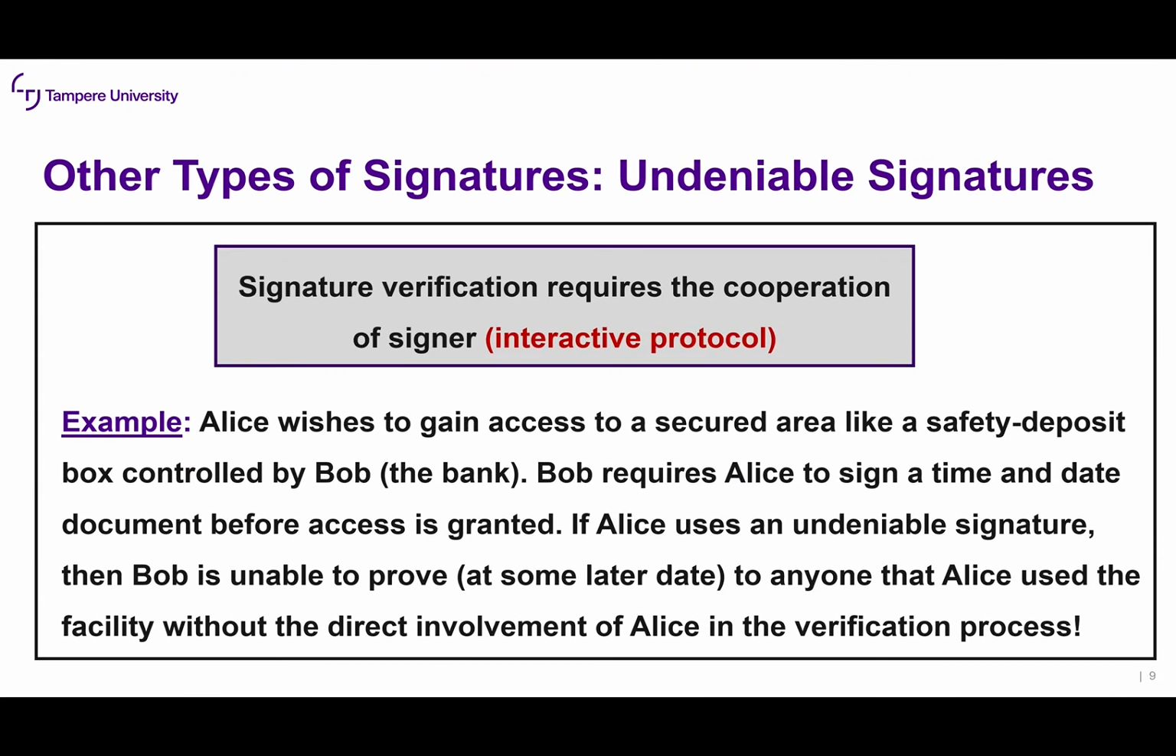Apart from that, we have the undeniable signatures. So signature verification requires the cooperation of the signer, and this is an interactive protocol. So imagine that Alice, for example, wishes to gain access to a secured area like a safety deposit box controlled by Bob, the bank, and Bob requires Alice to sign a time and date document before access is granted. Now, if Alice uses an undeniable signature, then Bob is unable to prove at some later date to anyone that Alice used the facility without the direct involvement of Alice in the verification process.